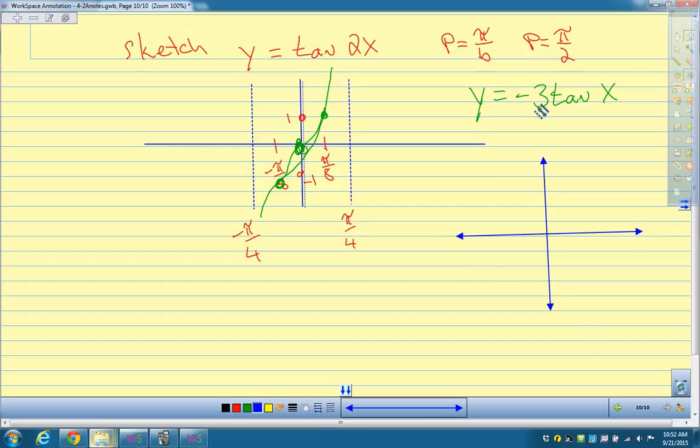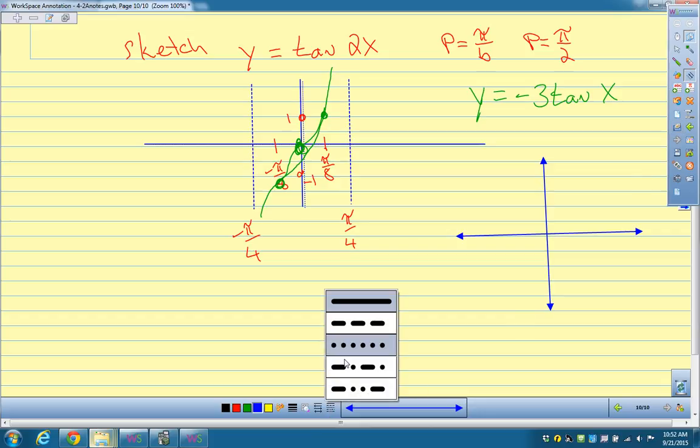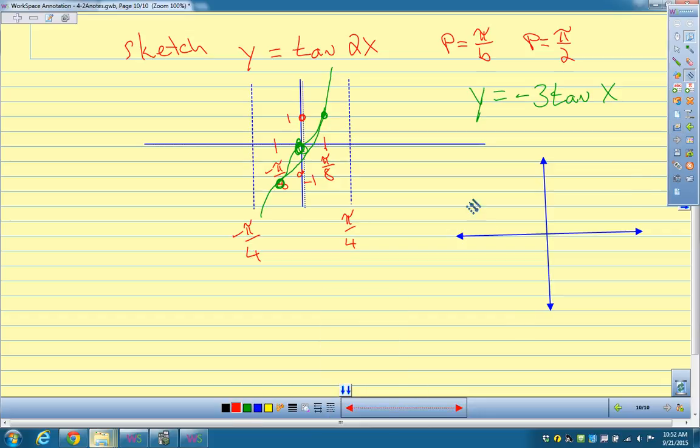It's going to have a period of pi still, right? So it's going to go from negative pi over 2 to pi over 2, but this is going to make it go the opposite direction, and this is going to make it stretch by a factor of 3.